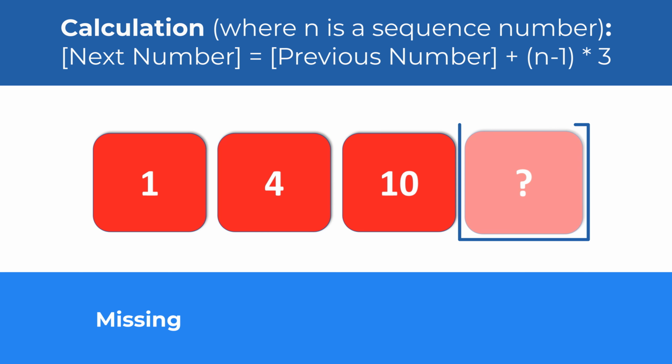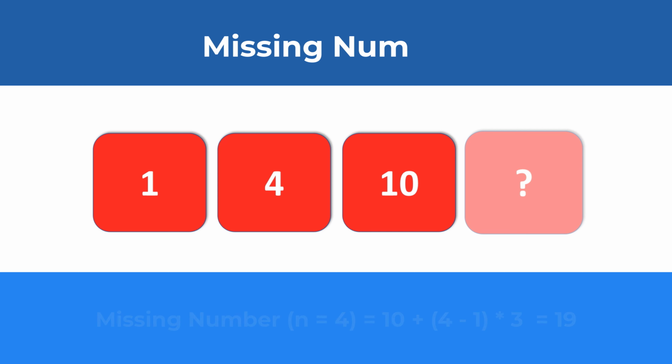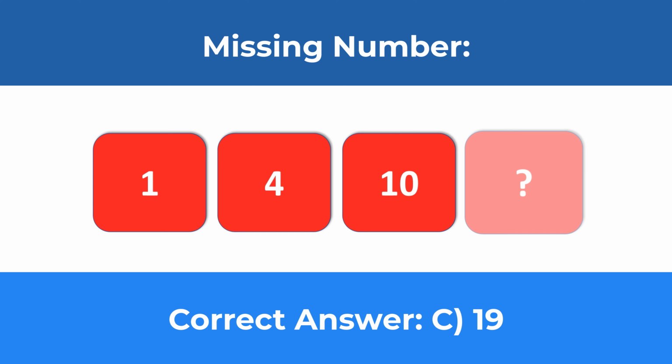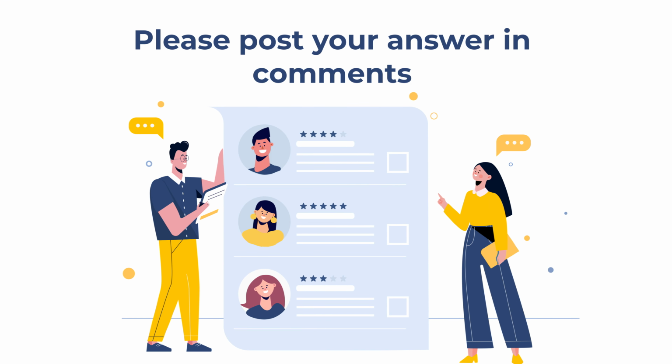So the missing number, where the sequence number n equals 4, can be calculated as 10 plus 4 minus 1 in parentheses multiplied by 3 equals 19. So the correct choice here is choice C, 19. Hope you found the solution to this challenge on your own, and if you see any alternative ways to solve it, please make sure to post in comments.